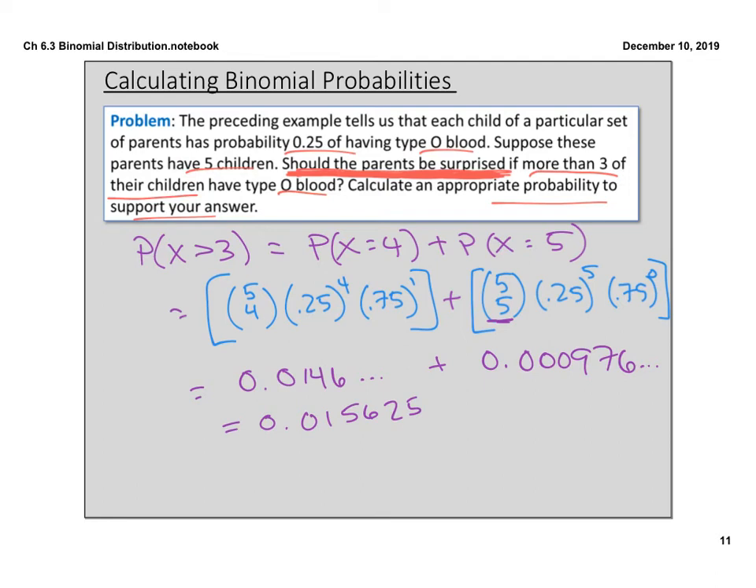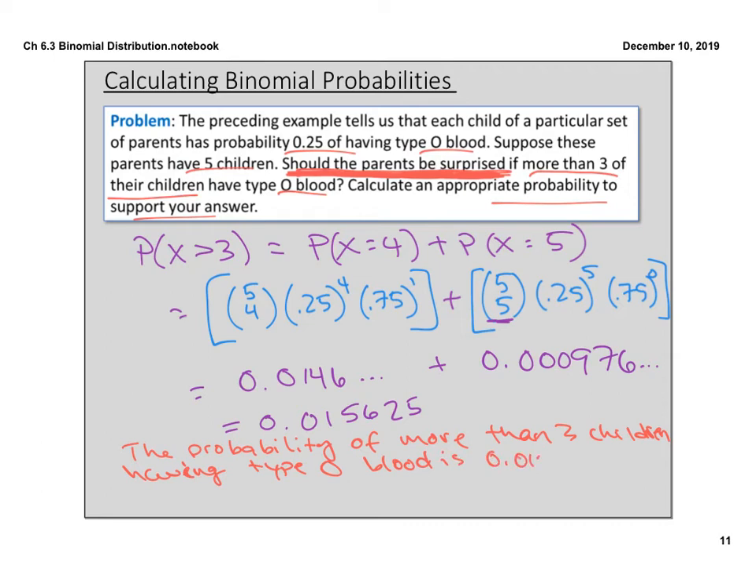So here's my reflective statement. Here's how I would interpret that or write that out. I would say the probability of more than 3 children having type O blood is 0.015625, but notice I haven't addressed that question yet.